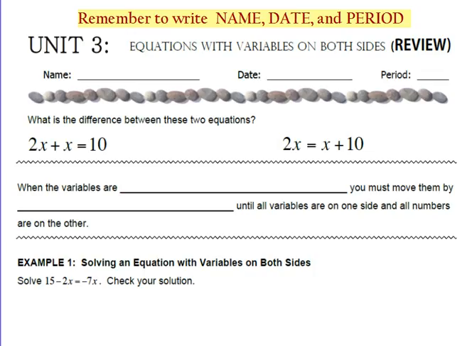Okay, now you should have this paper in front of you. If not, you can get it yourself by the blue shelf in the classroom. You need to pick it up yourself, so please check in the bin. It should be the second one, and look for Unit 3 equation with variables on both sides. Take this time. You can pause the video to write your name, date, and period.